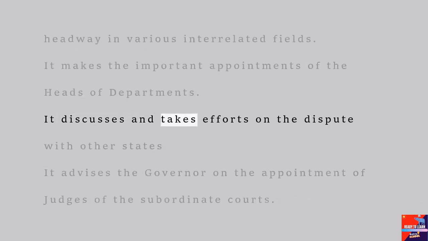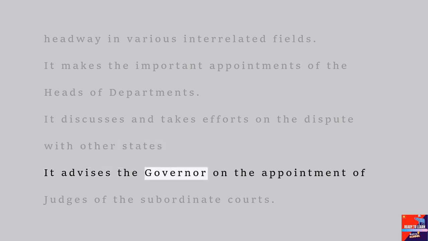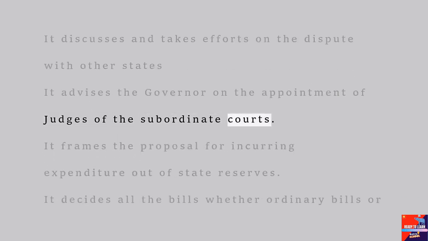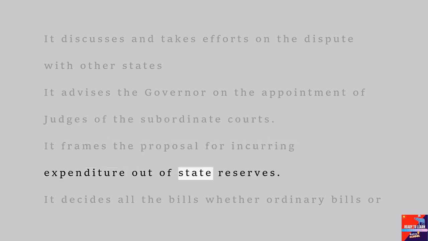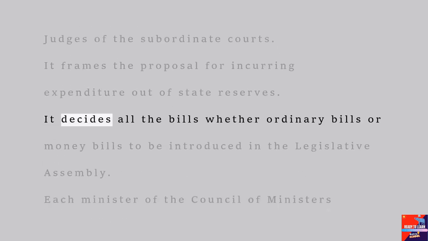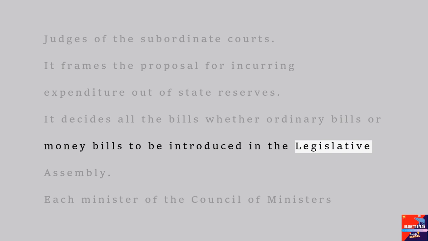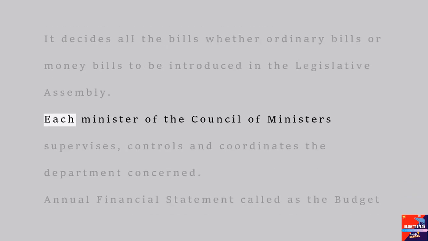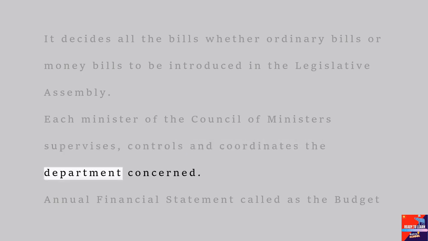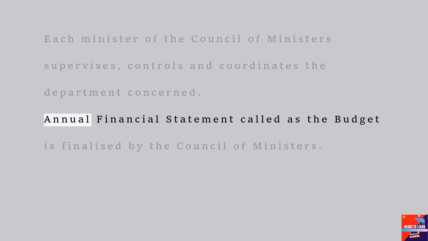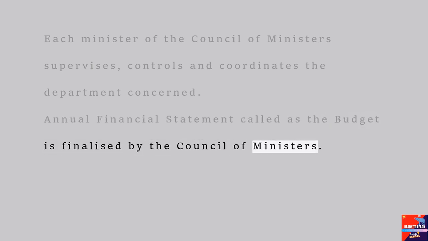It discusses and takes efforts on the dispute with other states. It advises the Governor on the appointment of judges of the subordinate courts. It frames the proposal for incurring expenditure out of state reserves. It decides all the bills, whether ordinary bills or money bills, to be introduced in the Legislative Assembly. Each minister of the Council of Ministers supervises, controls and coordinates the department concerned. Annual financial statement, called the budget, is finalized by the Council of Ministers.